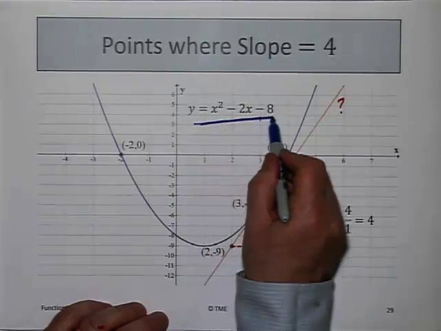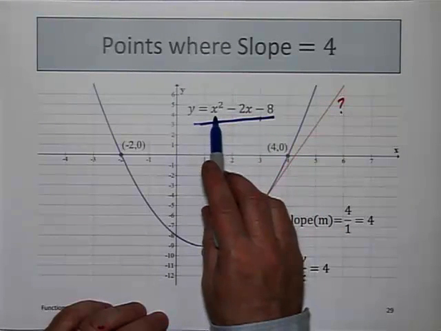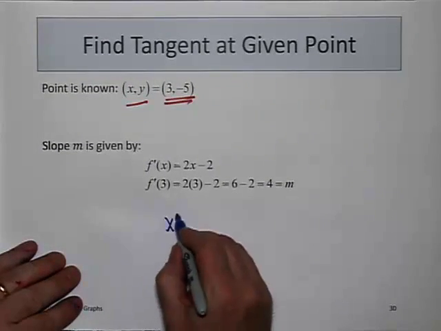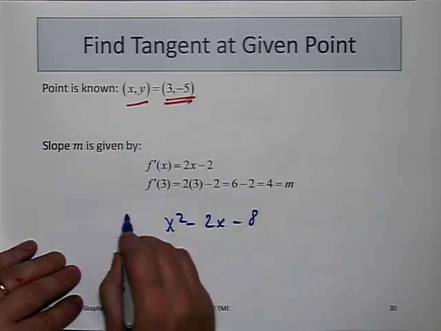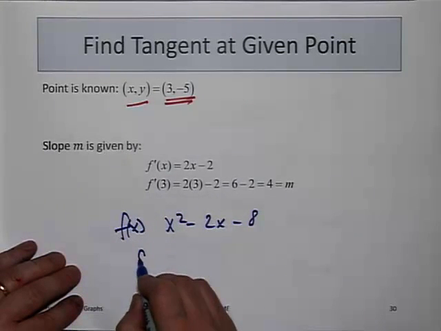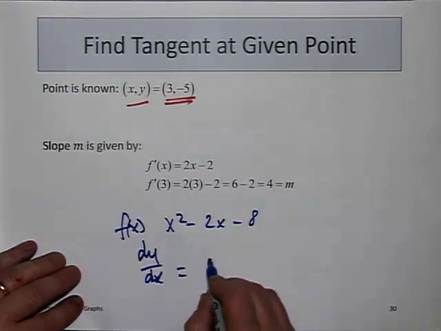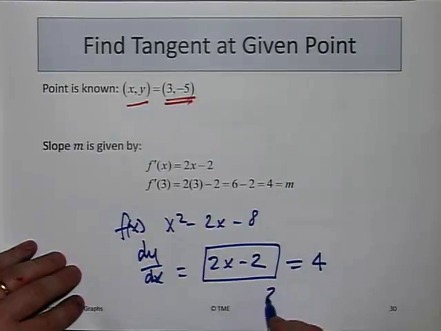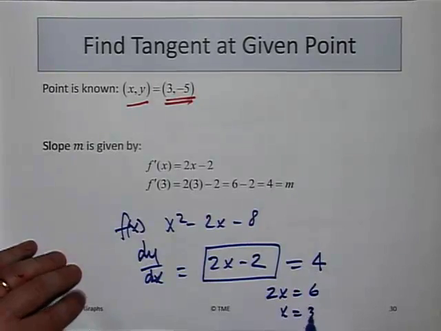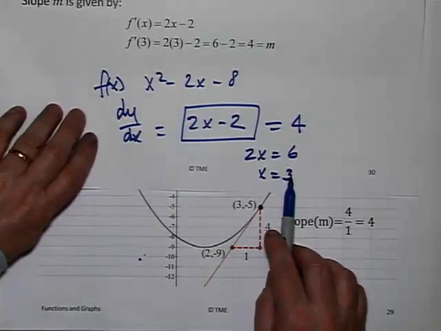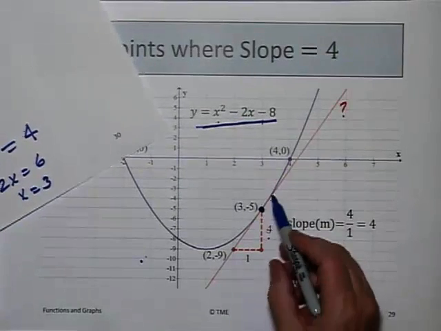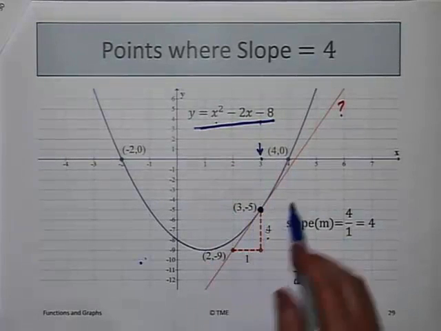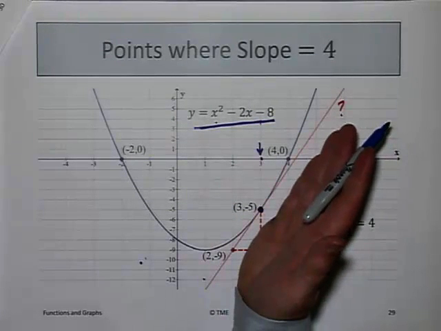So I reckon I can get the point by actually working out the slope of this function. If I say x squared minus 2x minus 8 is f of x, dy dx is basically 2x minus 2. And if that has to be equal to 4, that's 2x is equal to 6, x is 3. I can now identify the point 3. Well, that's not bad. I know that at point 3, that's where the slope is, that's where the tangent is.